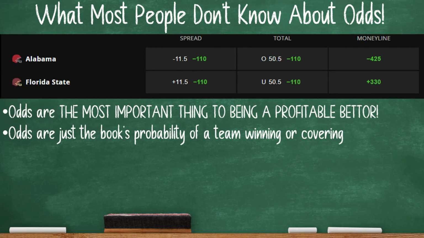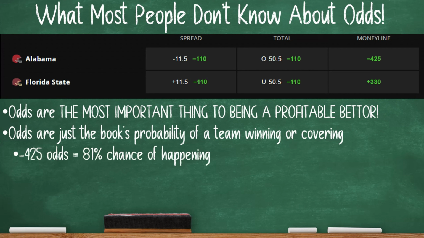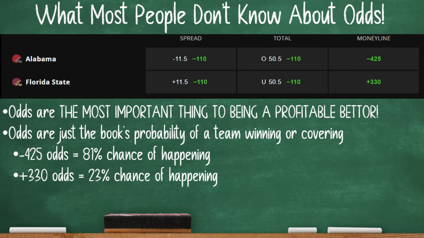It's just a conversion of what the book is saying a team's chances of winning are. So let's look at this. At minus 425, what that actually means is DraftKings is saying Alabama has an 81% chance of beating Florida State just outright in this game. And at plus 330 odds, they're saying that Florida State has a 23% chance of beating Alabama in this game.